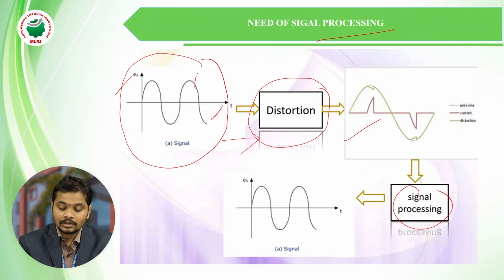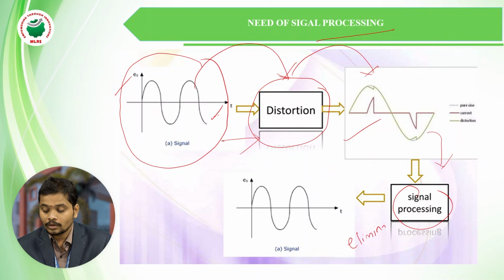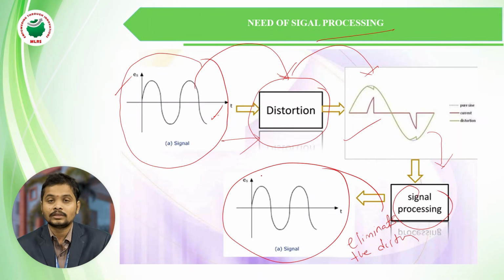The signal will be affected by this distortion, and after being affected, the information varies. After the signal's information varies, I transfer it to the signal processor. This will process it, eliminate the distortion and give the pure signal. That's why we need a signal processor in communication.